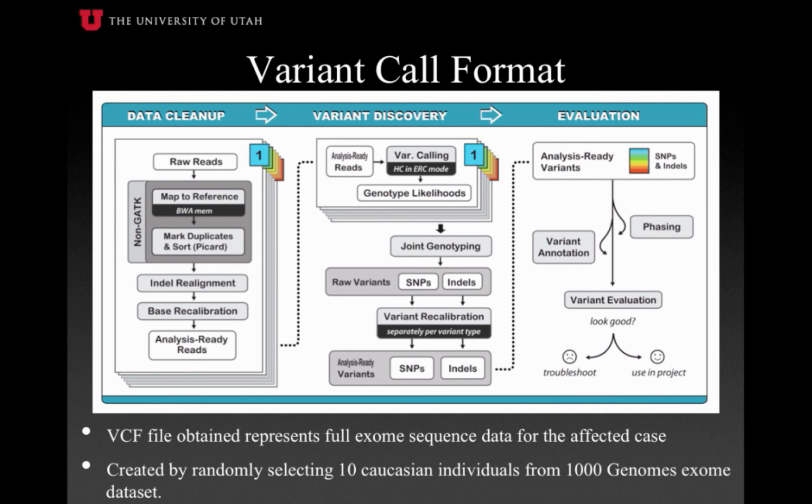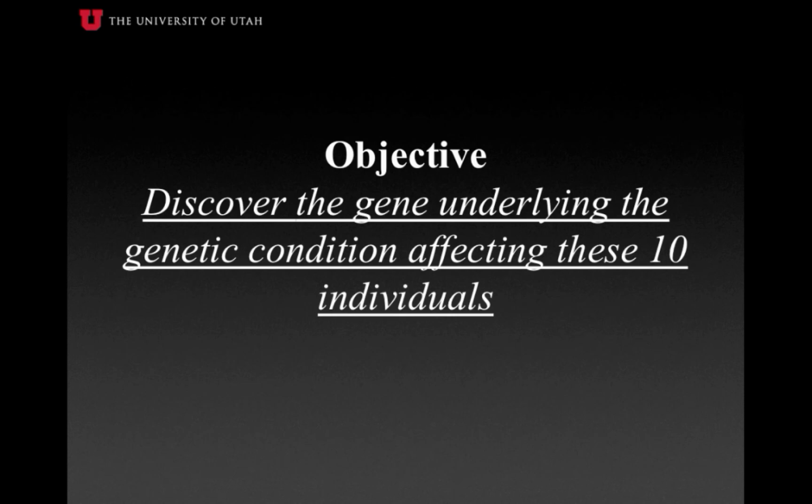The VCF file we got was created by randomly selecting 10 Caucasian individuals from the 1,000 Genomes exomal dataset. It represents the full exomal sequence data for the affected cases. In all, our objective is to discover the gene underlying the genetic condition affecting these 10 individuals.